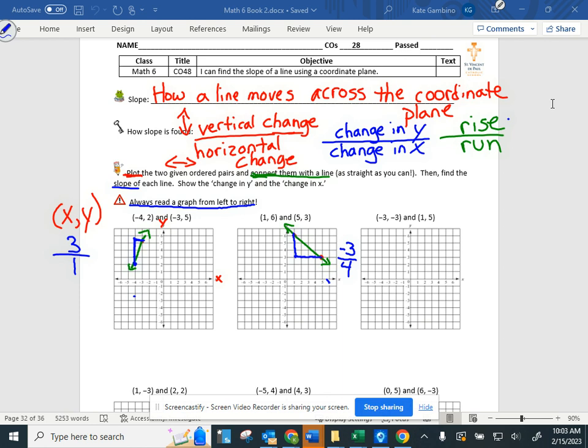Let's do one more together. First step, plot our dots, plot our pairs. So we have a -3, -3. So we're going to be down here. And then we have a +1, +5.